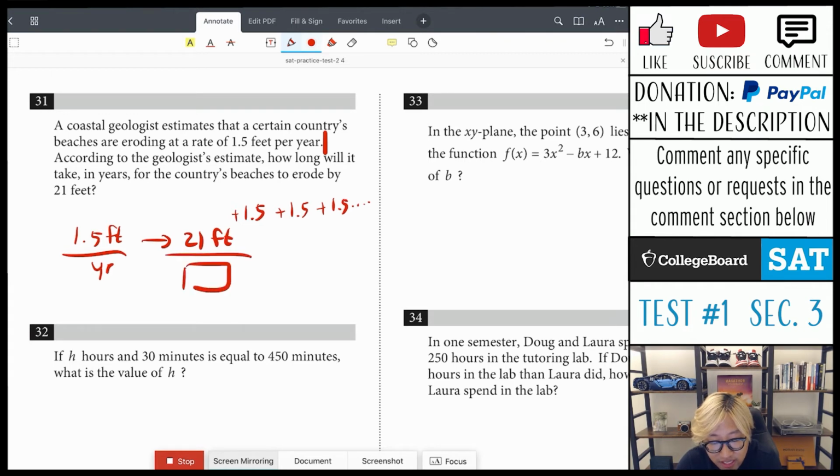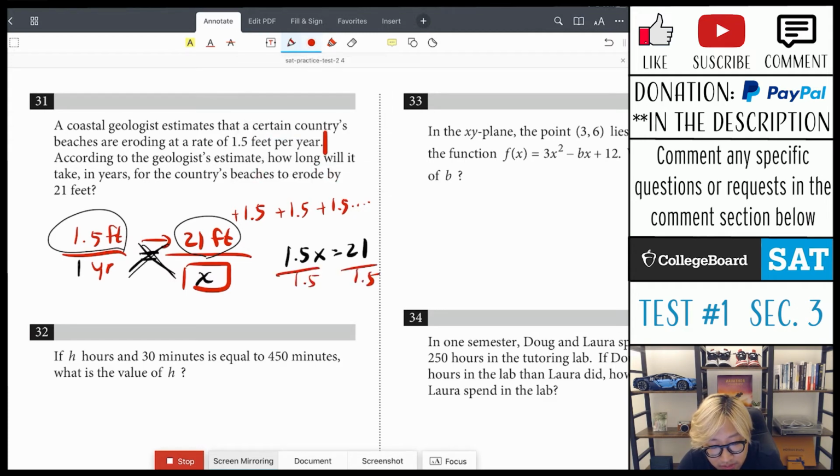How many years? It's just proportions. You can just set them equal like this, call that x, well that's 1 year, and cross multiply, or you can just do 21 divided by 1.5, whatever you want, but just cross multiply. That gives me 1.5x is equal to 21, so divide by 1.5 on both sides, and that's how you get x is equal to 14.